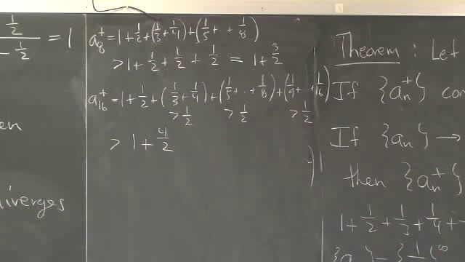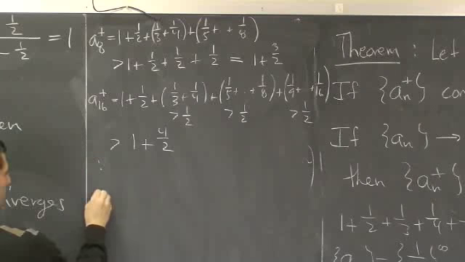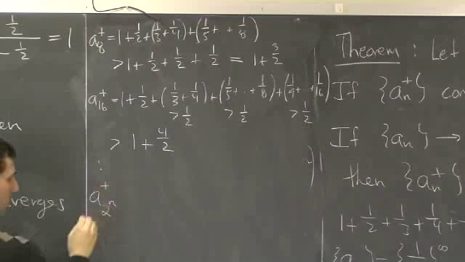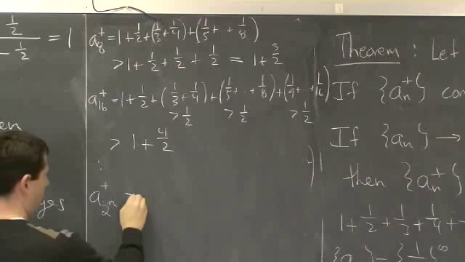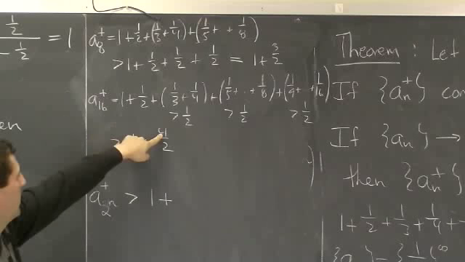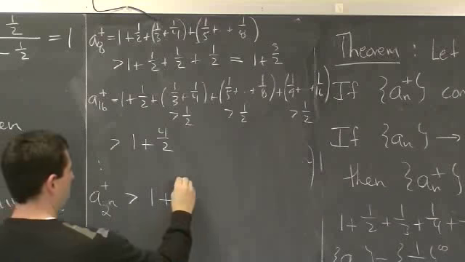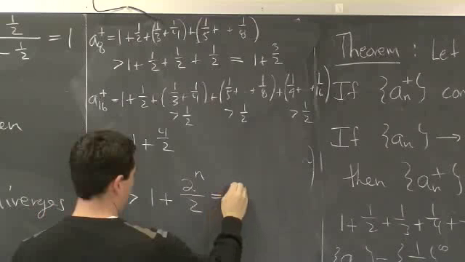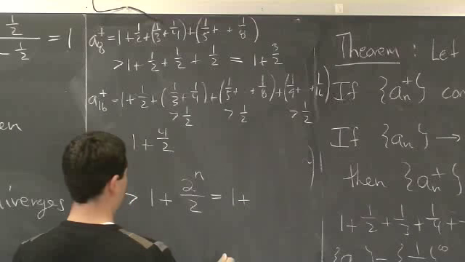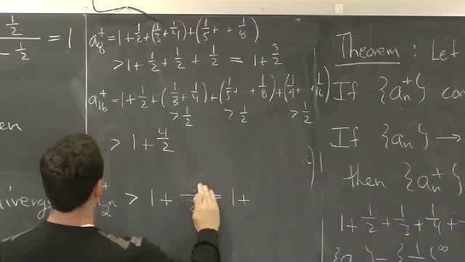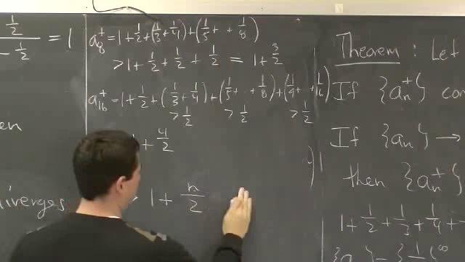So do you see the trick here? If I keep going like this, if I do, say, A2 to the n plus, this is always going to be greater than 1 plus, well, let's see, 16 was 2 to the 4th, and I got a 4 here. 8 was 2 cubed, I got a 3 there. Wait a second, it's not 2 to the n, it's just n. There we go. 1 plus n over 2.